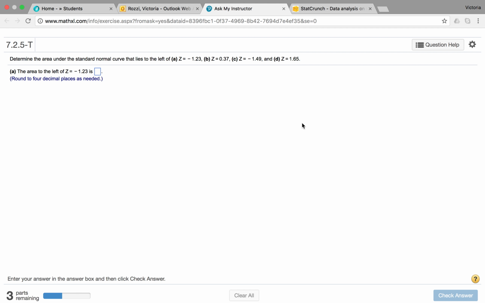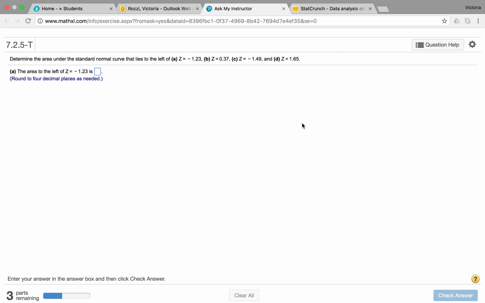Okay, so I received this question here that I figured it would be good to include a video for everybody. Here we're determining the area under the standard normal curve that lies to the left of z equals negative 1.23, z equals 0.37, and so on. So you can use StatCrunch to find your probabilities, which is the area under the curve.